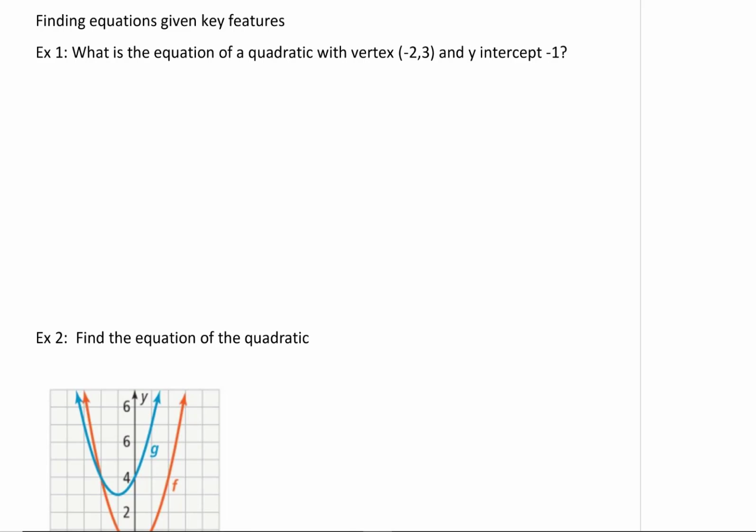Today we're going to come up with the equations of quadratics given key features. So it's important that we first identify what we're given. In the first question, it says, what is the equation of a quadratic with the vertex -2, 3? So they're actually giving us the h and the k value and a y-intercept of -1. So that is going to be a coordinate x and y, 0, -1. So let's start by writing our vertex form.